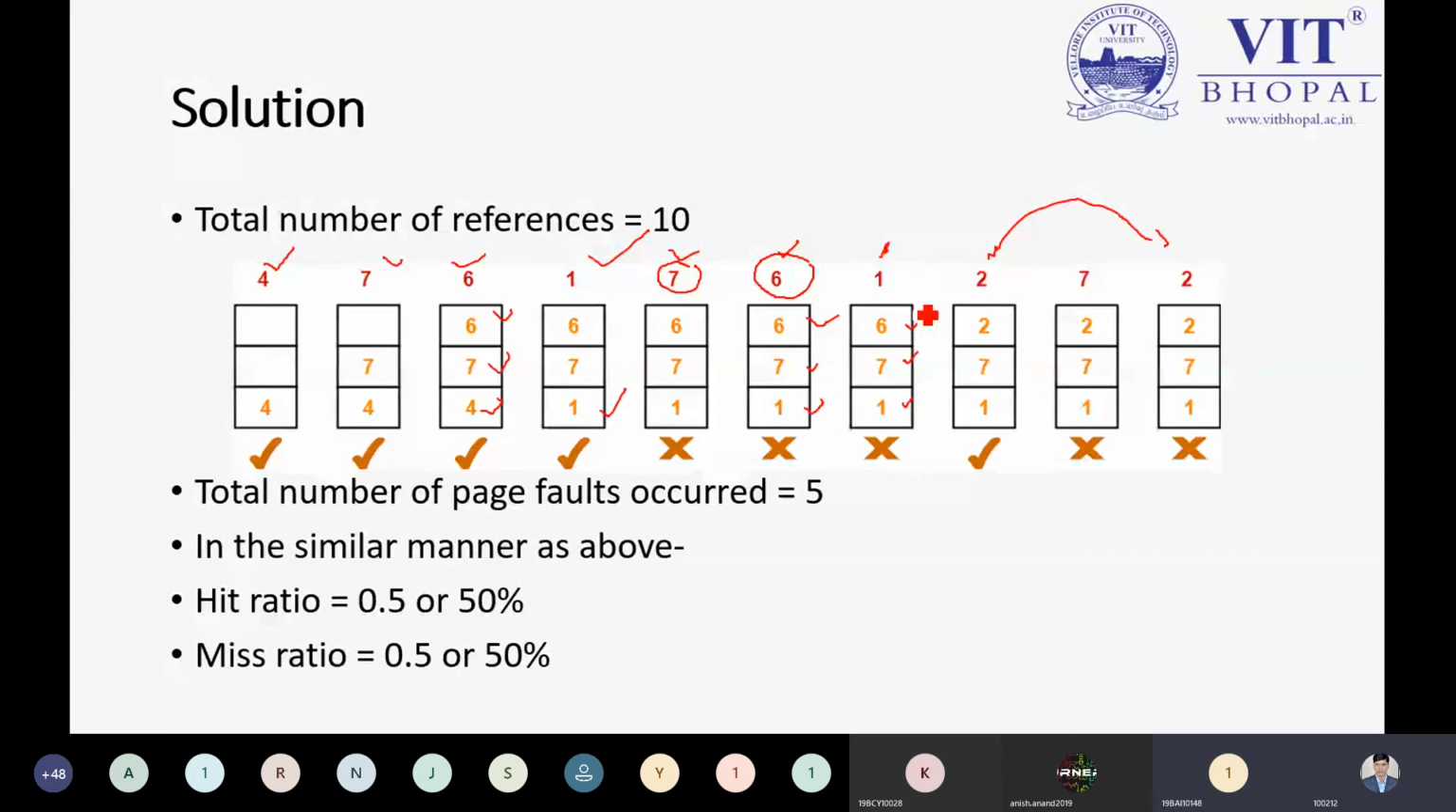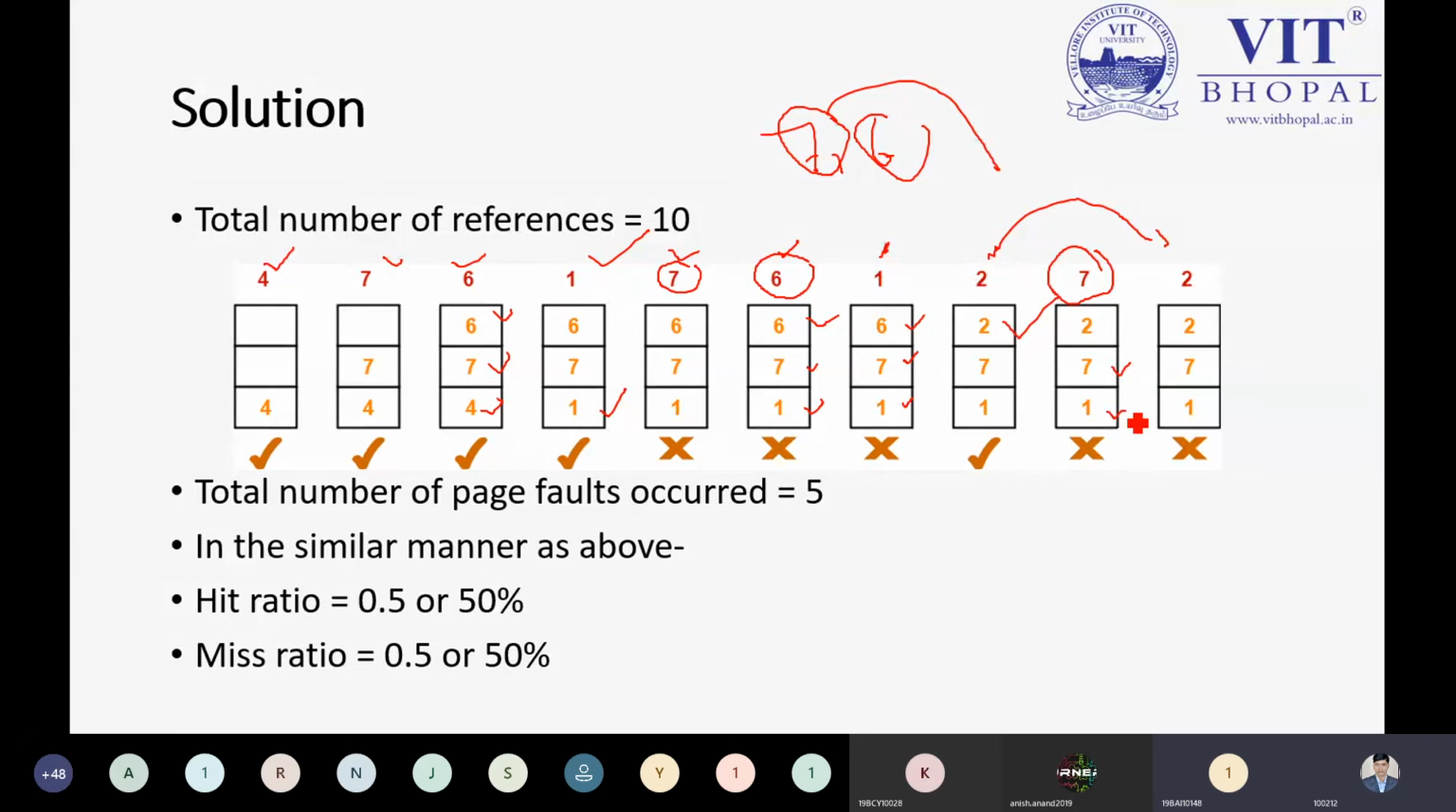Why will we not replace 7? Because 7 is a value which will be used at this level. So 6 is the only value, because the competition was between the 7 and 6. But 7 will be used the next time. So 6 is the only value which is not used the next time. So definitely we will replace the 6 value. So 2 will be replaced over here. And the same thing, 7 will come. 7, there is a page fault.